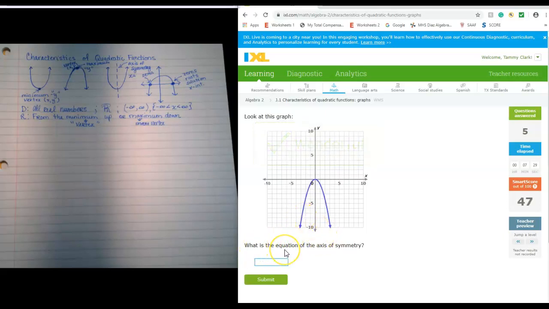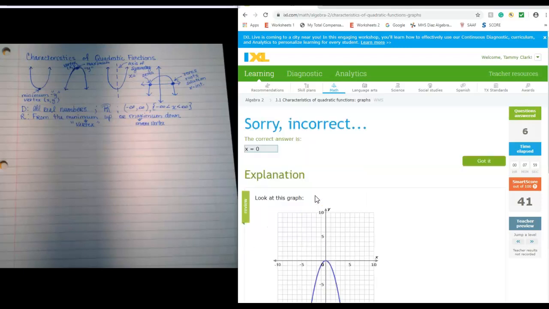What is the equation? Keyword, equation. So something equals something of the axis of symmetry. Well, right here, it's the y-axis that is splitting this quadratic in half. So we would say x equals, let's see, this would be -1, x equals 0 right here, x equals 1. So x equals 0 would be our axis.